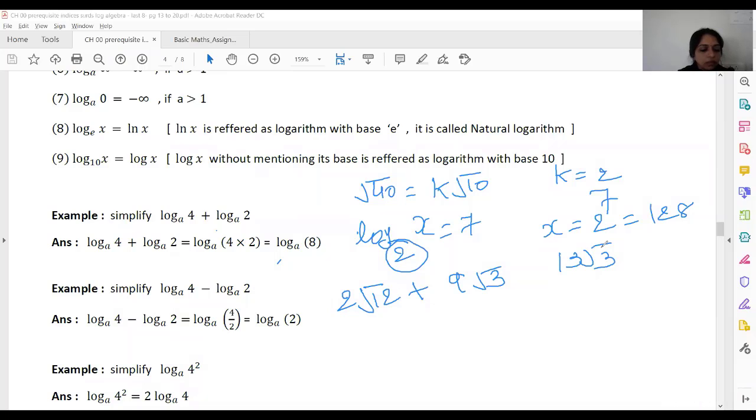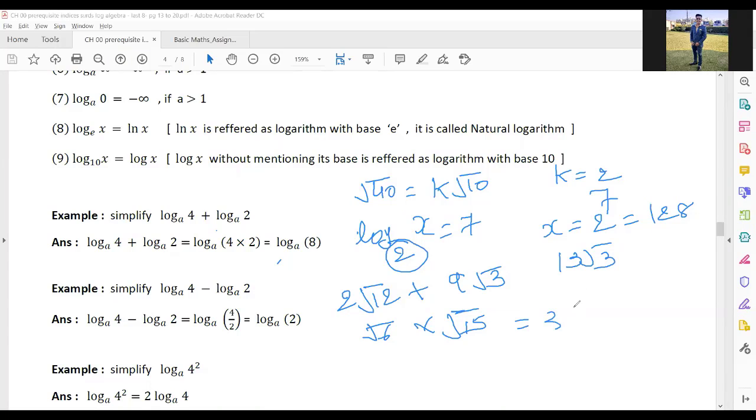Now, give me the answer of root 6 into root 15. 3 root 10. Perfect, 3 root 10.